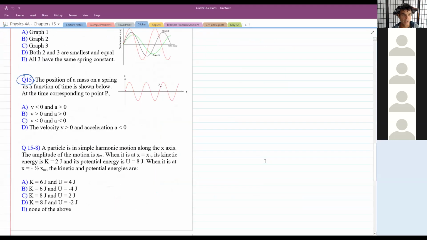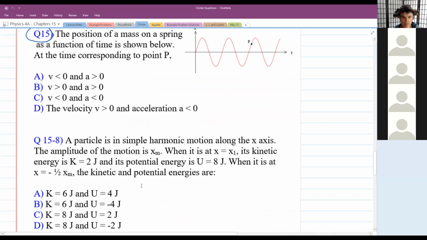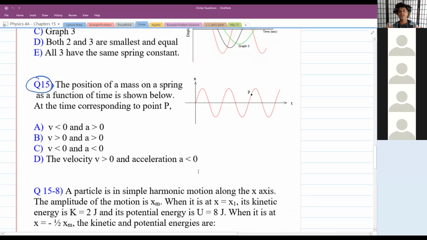Let me start with a clicker question. So, clickers. One of the things you should be able to do is relate position, velocity, and acceleration. So if I gave you a position versus time curve, you should be able to tell me stuff about velocity and acceleration and so on.